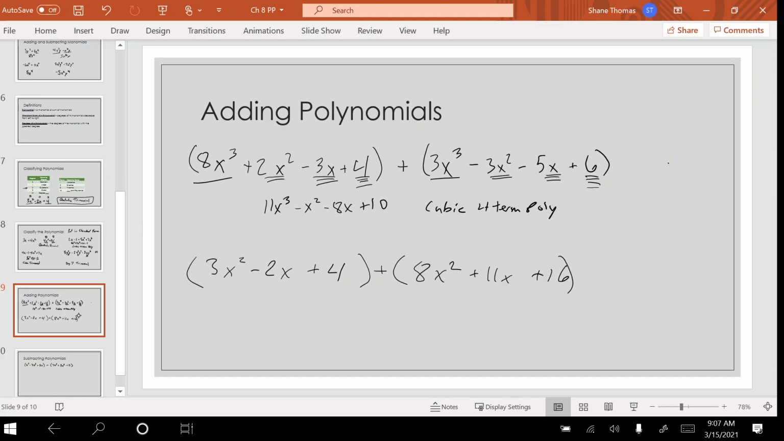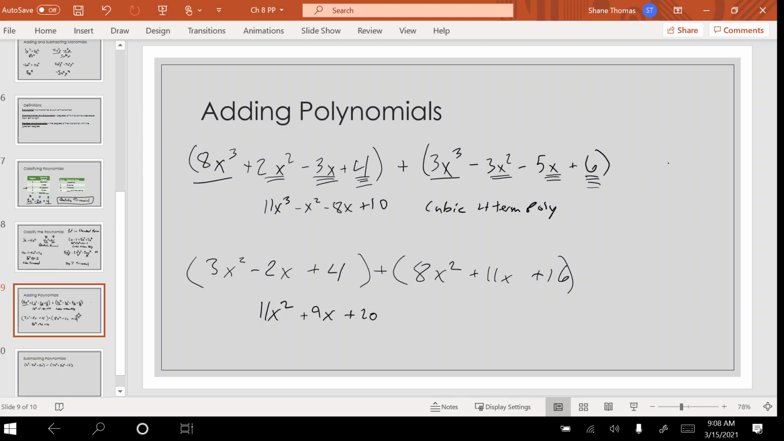All right, Wood, give me the polynomial you get after you add them. What's the polynomial you get after you add these two together? 11x to the second. Minus or plus? Plus 9x plus 20.